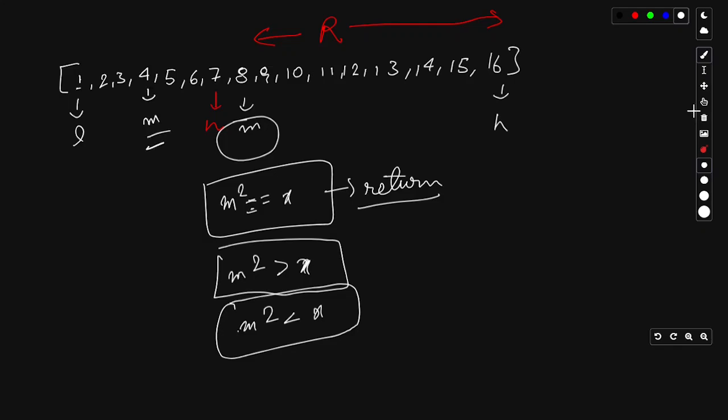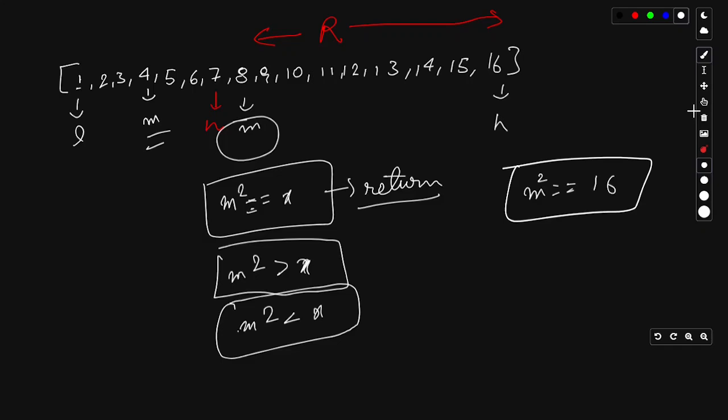Okay, so since our mid is here, now if we see mid square is exactly equal to 16, that is where we will return our answer. So this is it. We will be using binary search to solve this problem.